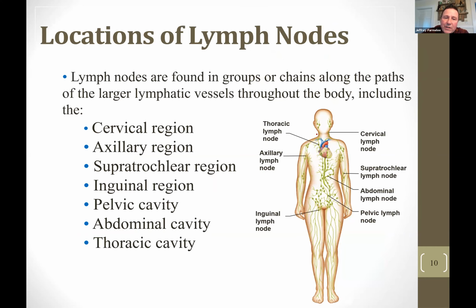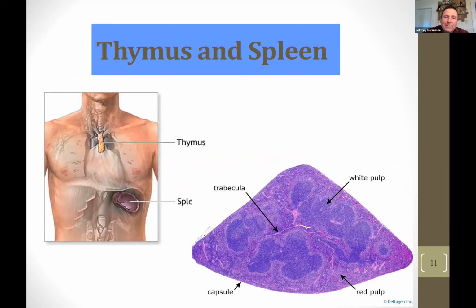Yep, cervical region in your head, axillary region, axilla is armpit, and then inguinal will be your groin ones. So the biggest ones. And then thymus and spleen. Thymus, I talked about, it's where you mature the T cells. So where T cells mature, okay?